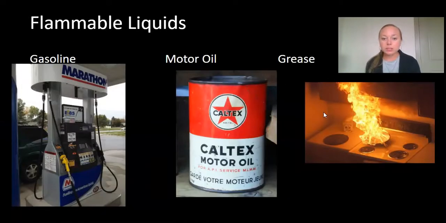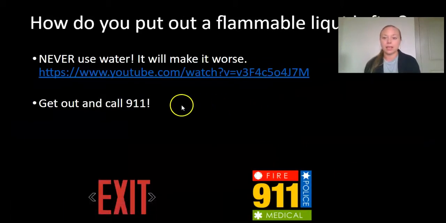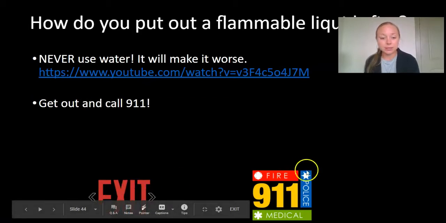There are also flammable liquids like gasoline, motor oil, and grease. Grease fires are a really big cause of house fires, and this is something you do not want to put water on. That can make the fire spread even faster. Let's watch a video to see why you do not put water on a flammable liquids fire. What you would do instead is exit the building or your home and call 911.